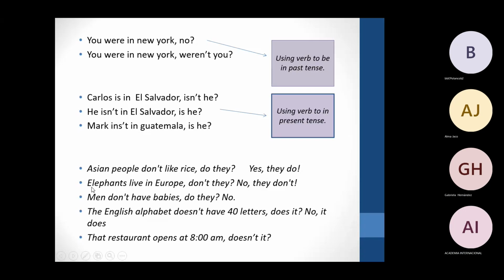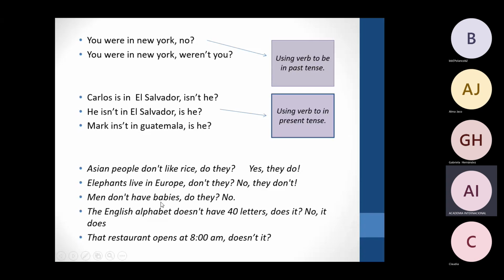So the first sentence is affirmative. The second one will be, I mean negative, okay? Negativa. All right. Men don't have babies, do they? Men is in plural, remember.